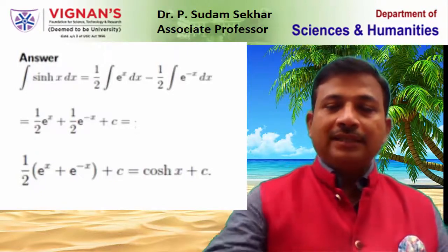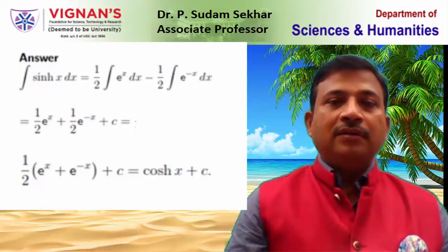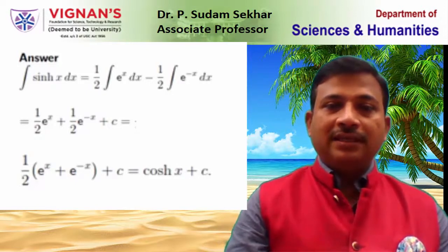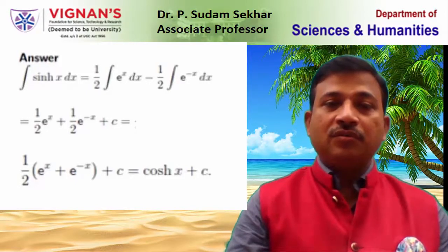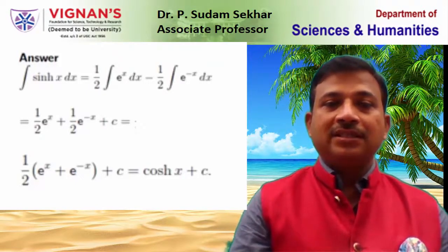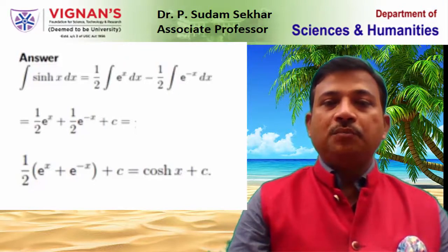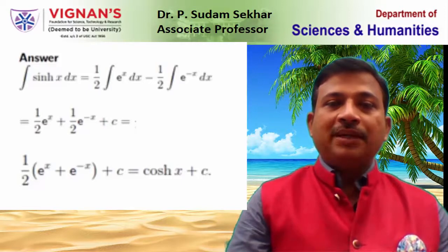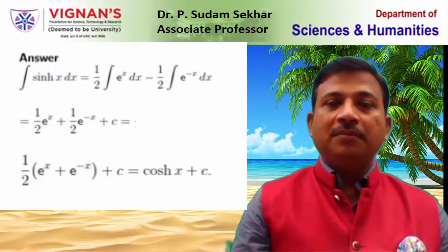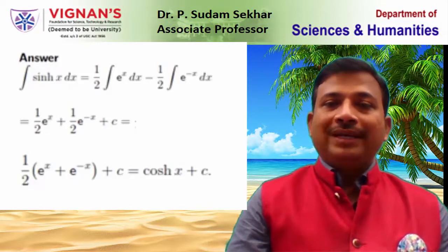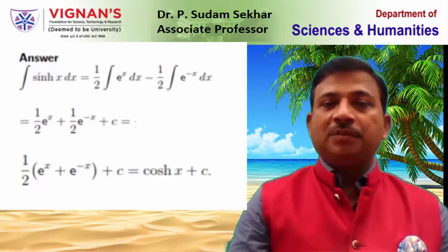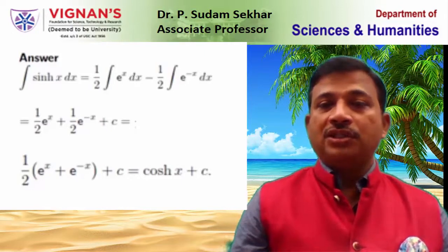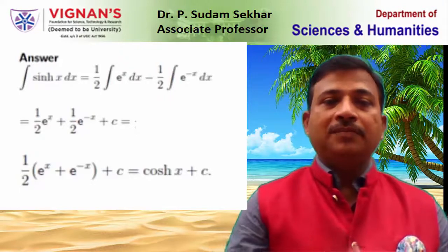So you will get 1 by 2 integration of e to the power x dx minus 1 by 2 integration of e to the power minus x dx equals e to the power x by 2 plus e to the power minus x by 2, because minus and minus will become plus. So we will get 1 by 2 into e to the power x plus e to the power minus x plus c, equal to cos hyperbolic x plus c.